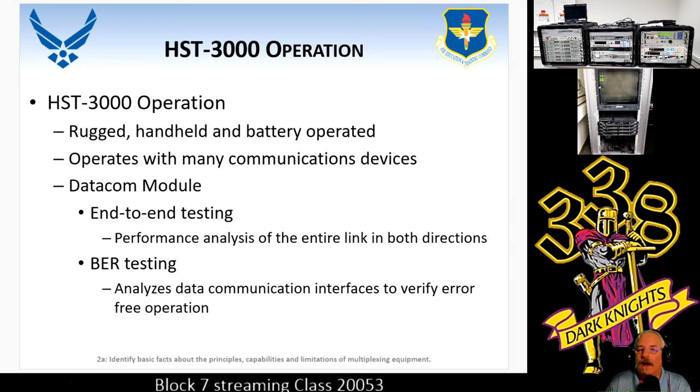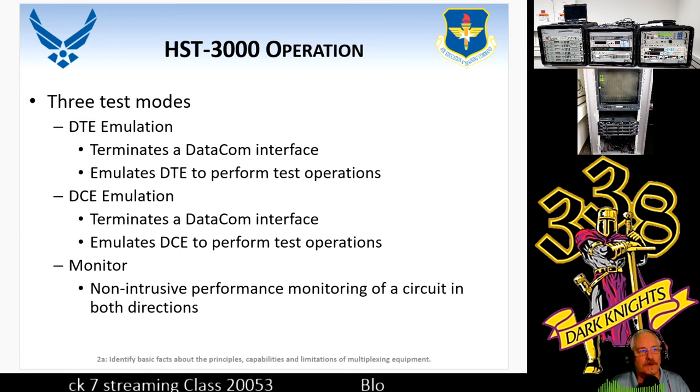Now, question two on your homework, under 2 alpha, let me tell you what you should be reading. It says, what does the HST-3000 do? Well, it should say, what are the three test modes of the HST-3000? That's what the question should be asking. So if you just happen to put that in, okay, we understand. But what we should be asking is, what are the three test modes of the HST-3000s?